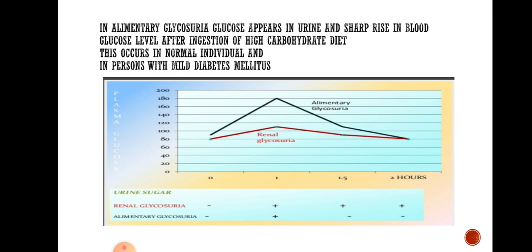In alimentary glycosuria, glucose appears in urine with a sharp rise in blood glucose level after ingestion of a high carbohydrate diet. This occurs in normal individuals and in patients with mild diabetes mellitus. Urine sugar is present like in renal glycosuria, but along with that there is a sharp rise in blood glucose level also, which does not occur in renal glycosuria. This may be a normal curve or it may be a mild diabetic patient with only one value high.